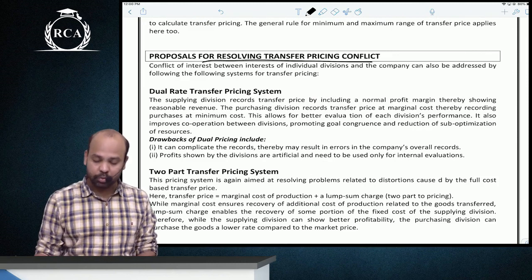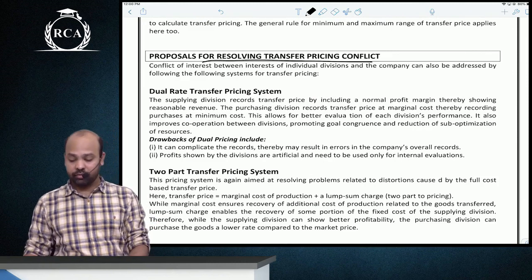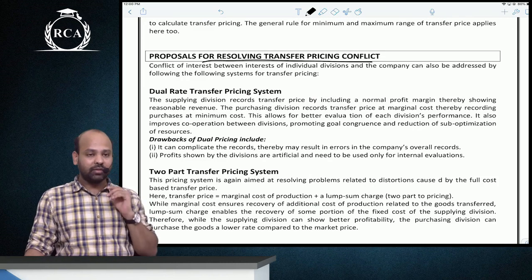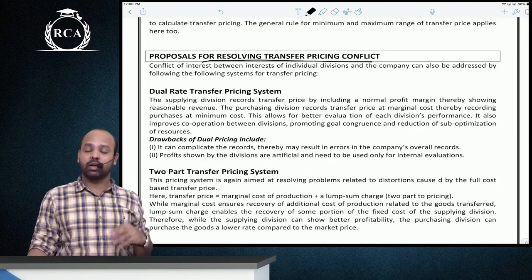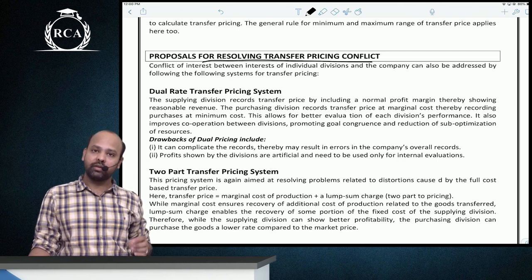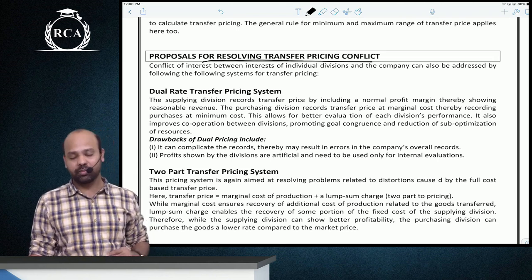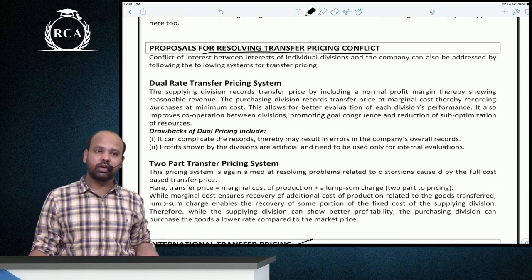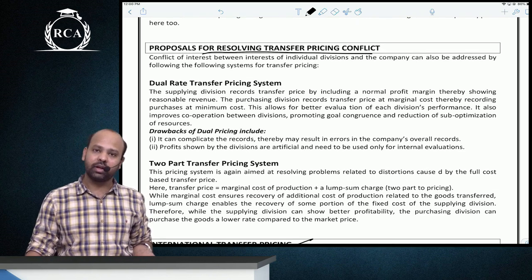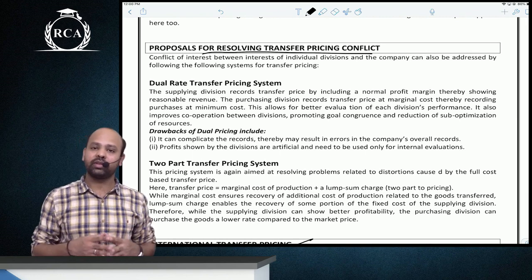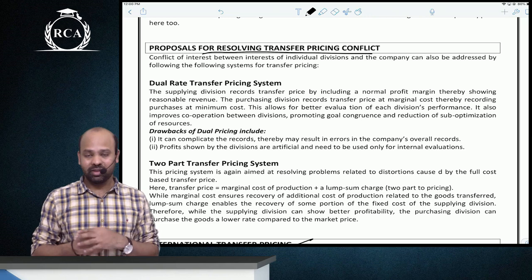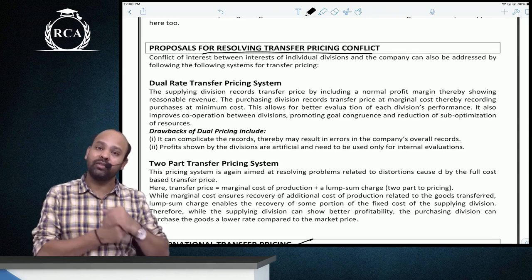But now, proposals for resolving transfer pricing conflict. We are now going to discuss a concept called proposals for resolving transfer pricing conflict. We are done with transfer pricing methods. We are done with transfer pricing and goal congruence, as to what should be done for the purpose of decision making, minimum transfer price, maximum transfer price. Now, proposals for resolving transfer pricing conflict. There might be situations where transfer pricing is leading to conflicts between divisions.